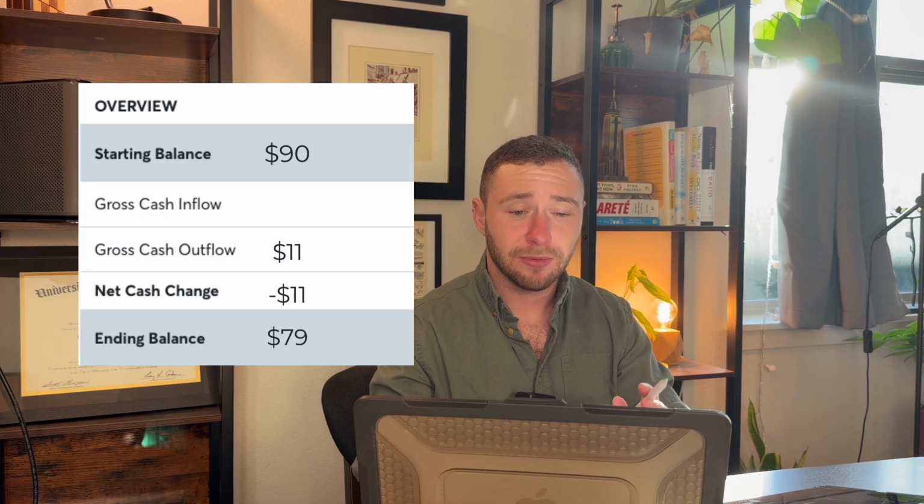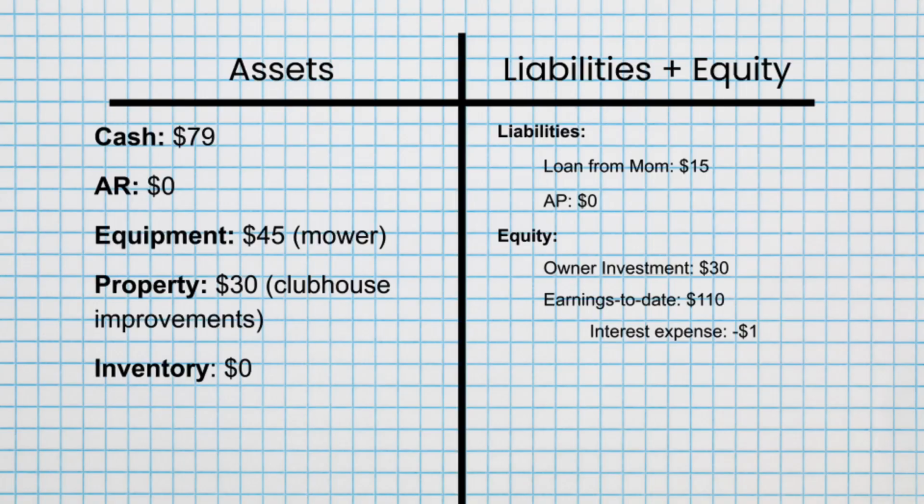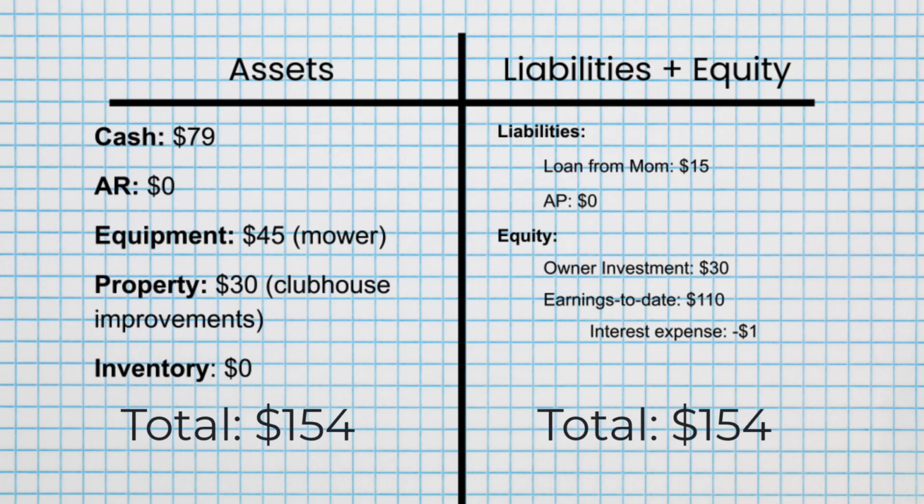Our cash flow statement shows cash going down by $11, so from $90 to $79. Our balance sheet shows a loan worth $25 now shows only $15 owed. Our cash is $79. Our other assets, $45 and $30, total to $154. On the liability side, liabilities are worth $15 and nothing for accounts payable. And under equity, our $140 is reduced by $1 for the interest expense, bringing it down to $139. So assets worth $154 equals liabilities of $15 plus equity of $139 for a total of $154.